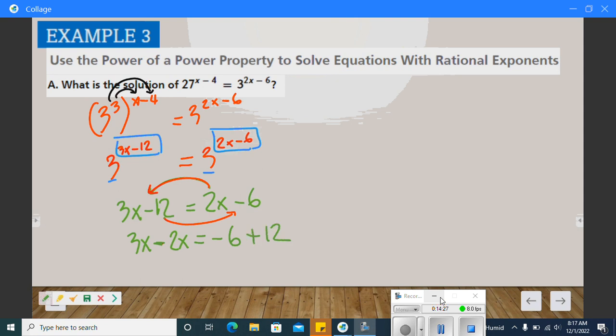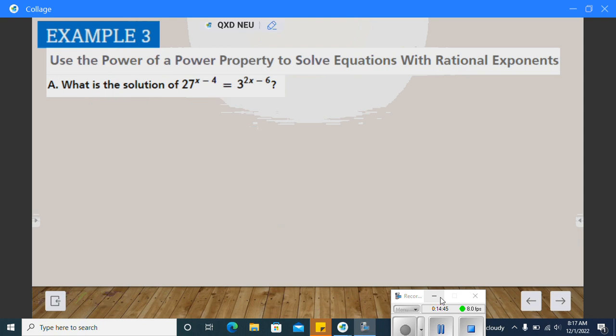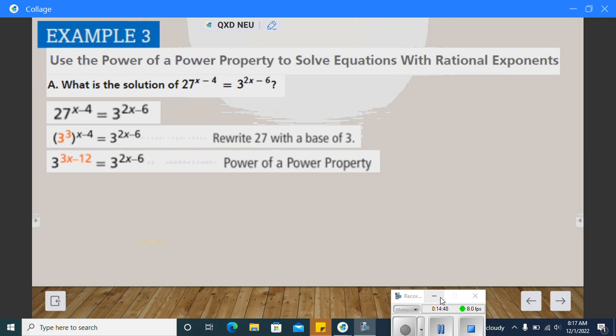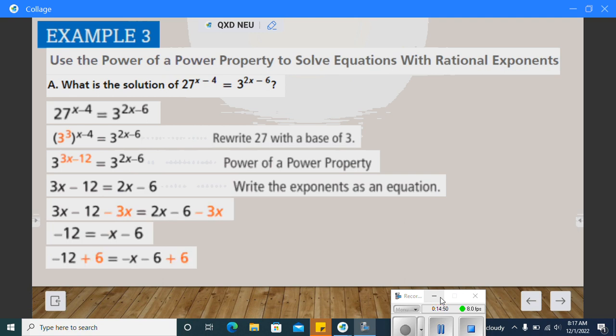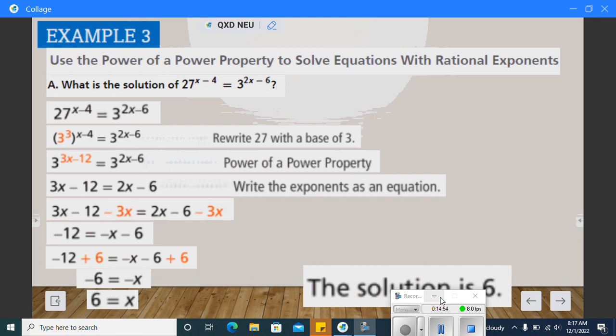So you have there 3x minus 2x is x, and negative 6 plus 12 is 6. Therefore, the value of our x is equal to 6. All right. So that is your solution. X is equal to 6.